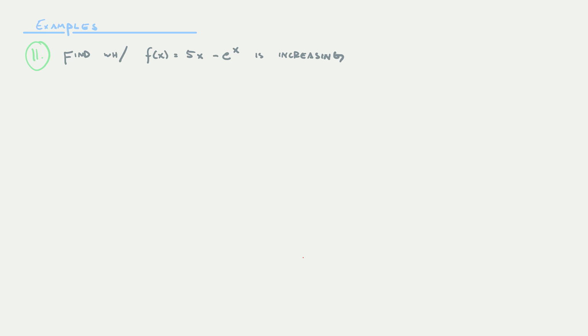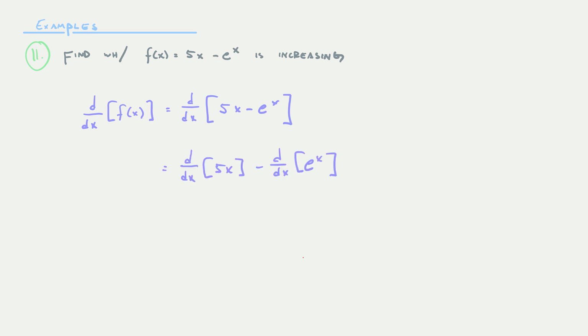Here's an example. Let's figure out where f of x is increasing here. It's defined to be 5x minus e to the x. We want to know where it's increasing, which means we need to know where its derivative is positive, so we need to take the derivative. If you take the derivative of 5x minus e to the x, first thing you do is apply the difference rule. So we're taking the derivative of 5x minus the derivative of e to the x. The derivative of e to the x is just e to the x.